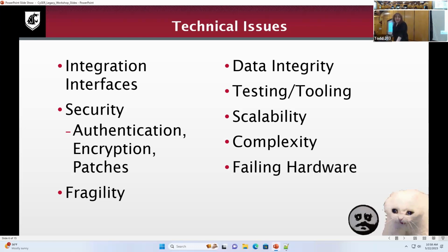And then the nightmare scenario is just failing hardware. At some point, these systems embedded in the real world will fail, and oftentimes you don't have hardware readily available to replace it with because it's not produced anymore.